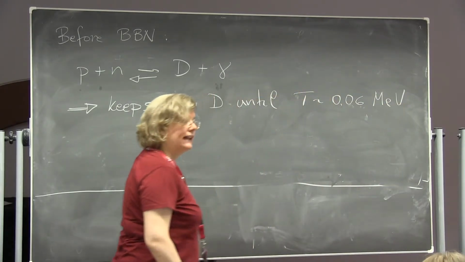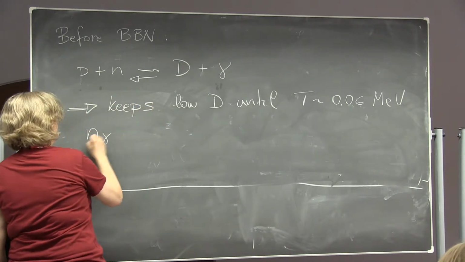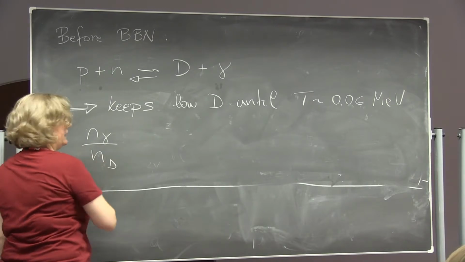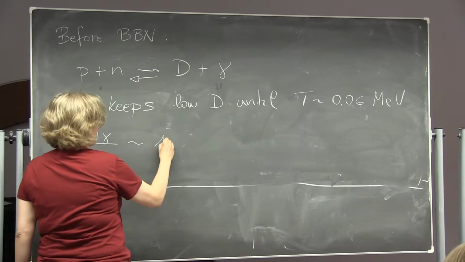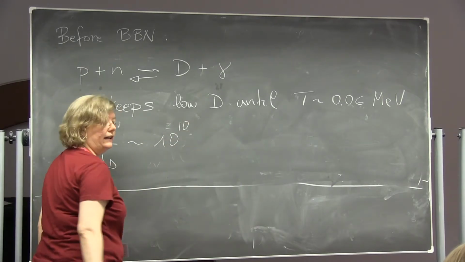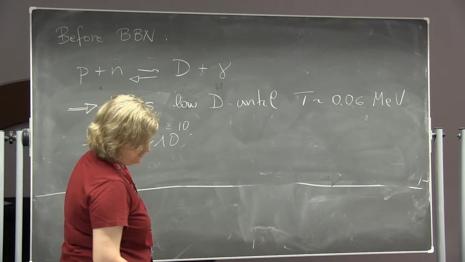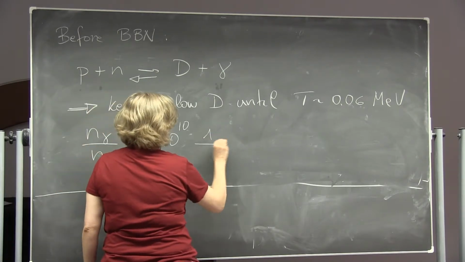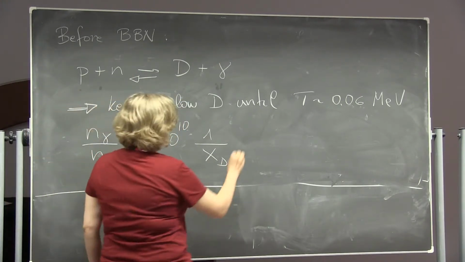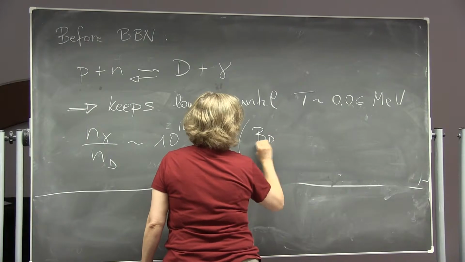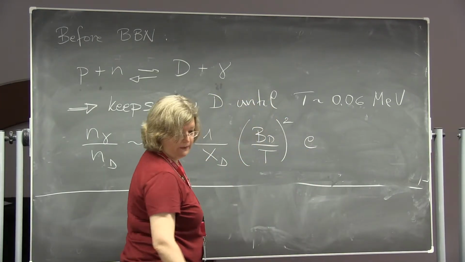And this you can again solve just by equilibrium considerations, by computing the number of photons over the number of deuterium states. And you find that you have again this 10 to the 10 factor due to the baryon asymmetry, if you want. You have a 1 over the density fraction of deuterium. And then you have the binding energy of the deuterium over the temperature squared, and again the Boltzmann factor.